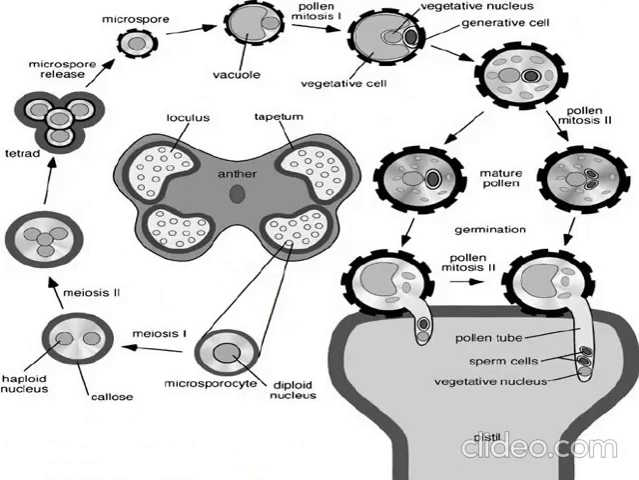Now, how the tetrads release into free microspores, and then those microspores undergo mitosis 1 and 2 and lead to the formation of vegetative and generative nucleus. So this is a flow diagram to show you how the pollen grains are released from microspore mother cells to pollen grain formation, and from pollen grain to pollen tube formation.